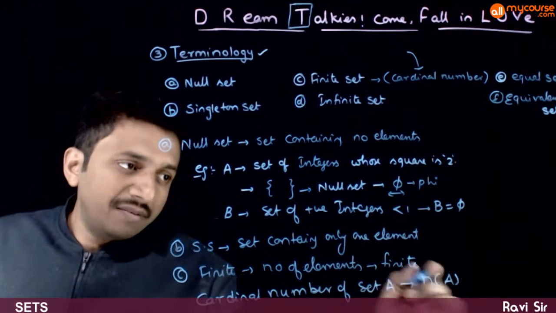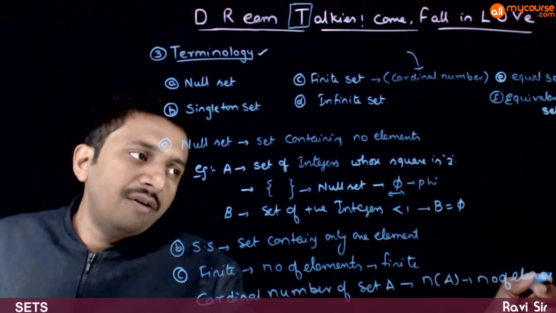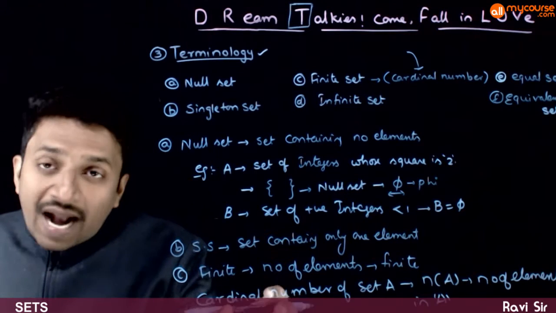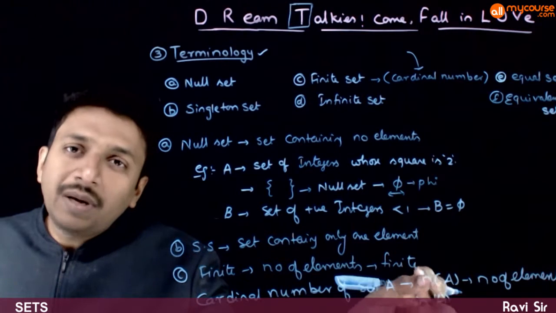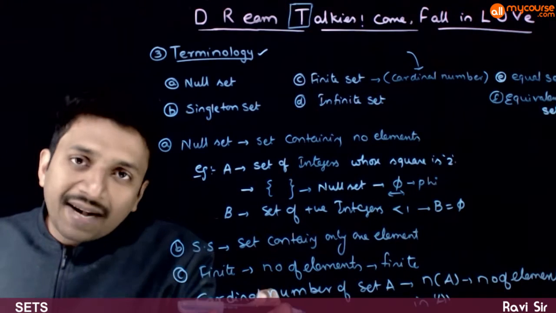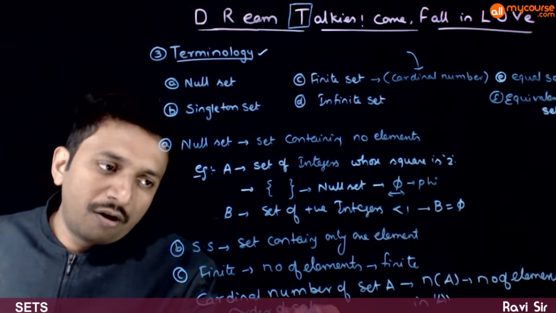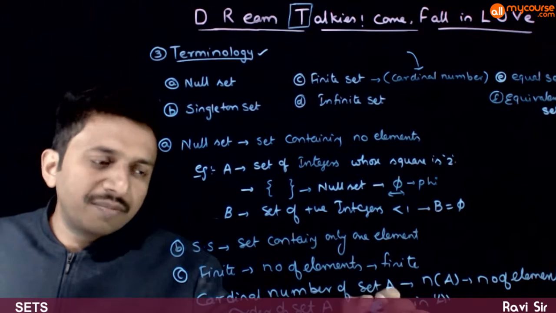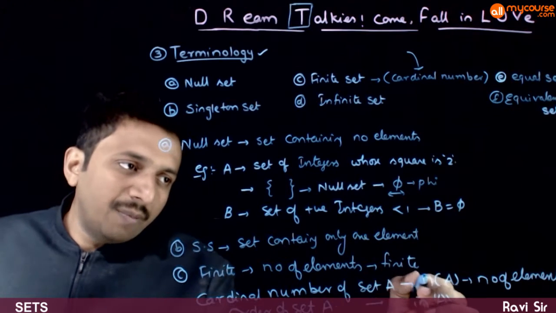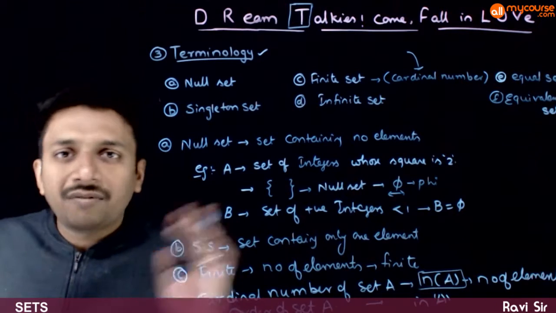n of A is nothing but the number of elements in A. So the cardinal number of set A is nothing but the number of elements in set A, and it is usually denoted by n of A. Cardinal number is also called the order of set A. So order of set A and cardinal number are both the same. It is denoted by n of A, the number of elements in A.